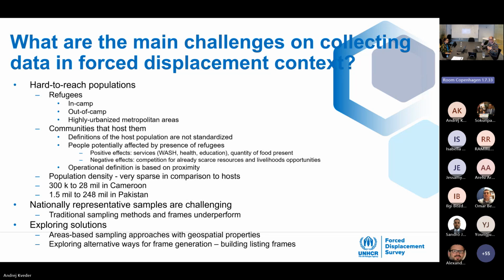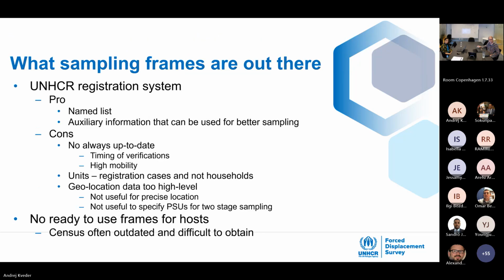So we are exploring solutions, particularly around area-based sampling and exploring ways to devise more efficient building of frames through listing. The one thing that needs to be mentioned, of course, you are probably all aware that UNHCR has a very well-functioning registration system where the refugees are registered. However, and this presents, at least at first glance, an ideal sampling frame for mounting household surveys. However, there are numerous challenges around this specific use of the UNHCR registration system.